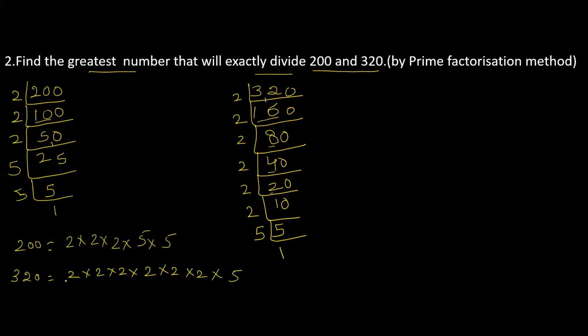The first step, finding the prime factors, is completed. In the second step, we have to find the common prime factors of all the numbers. So 2 is common, then again 2 is common, 2 is common in both the given numbers, and 5 is common. Only these are common in the prime factors of both the numbers. So now select what is common in all the numbers.